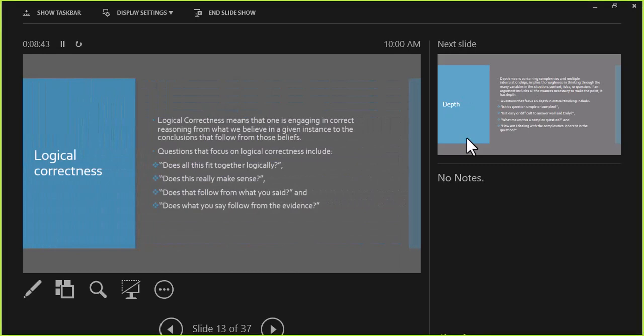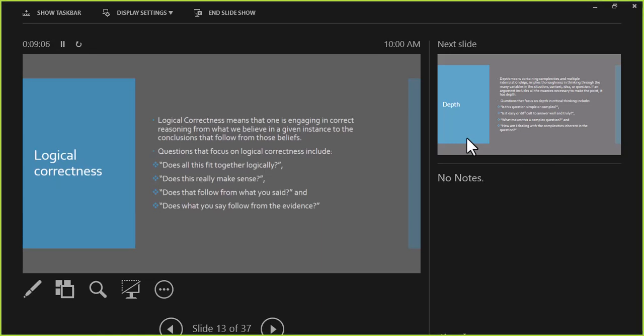And then there's logical correctness, which is simply engaging in correct reasoning. It also means there is a good logical relationship between the premise and the conclusion. That is what logical correctness means. And if the connection between different thoughts makes sense, the thinking is said to be logical.